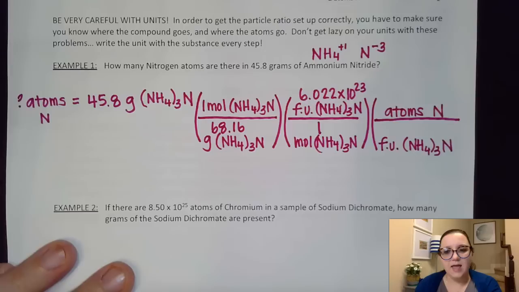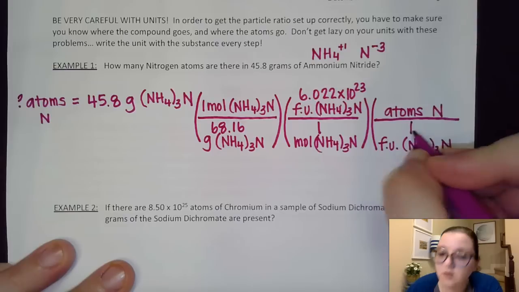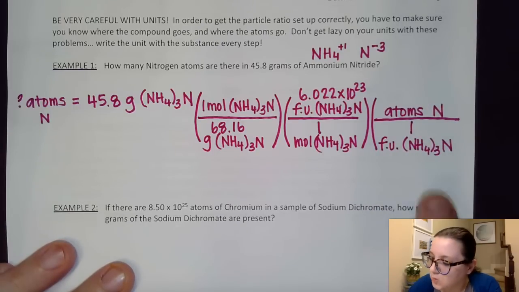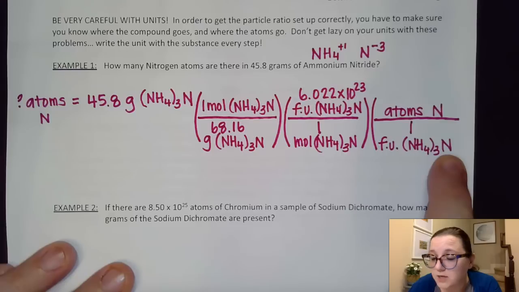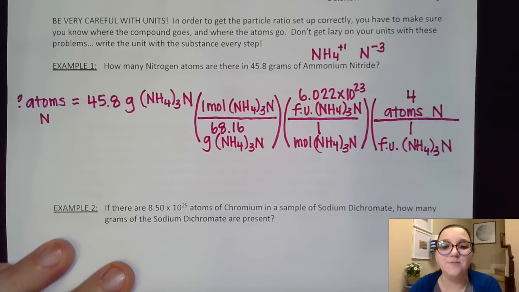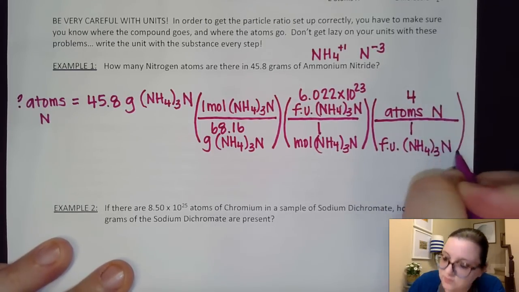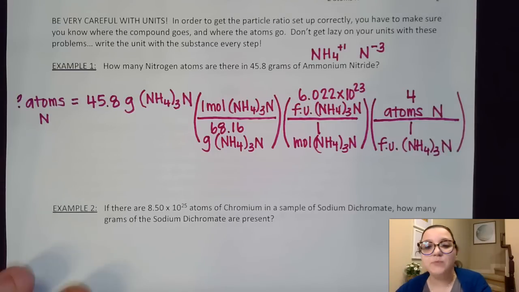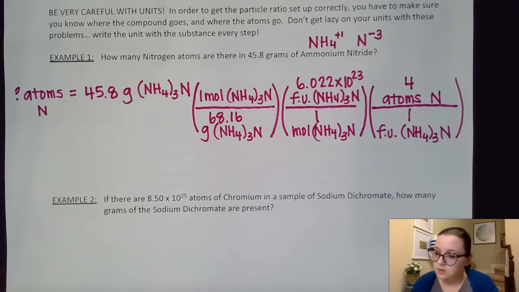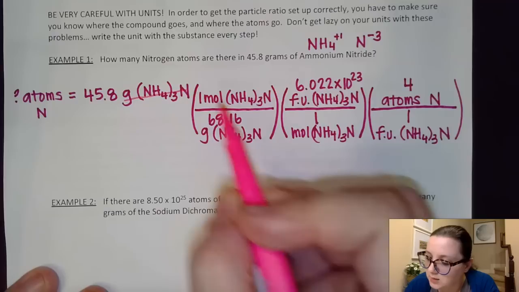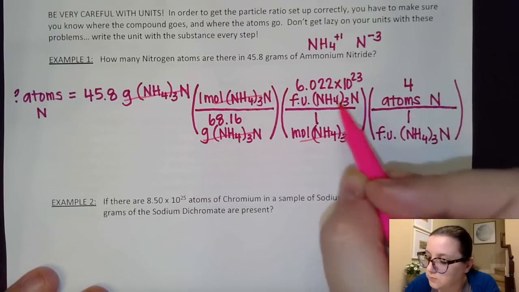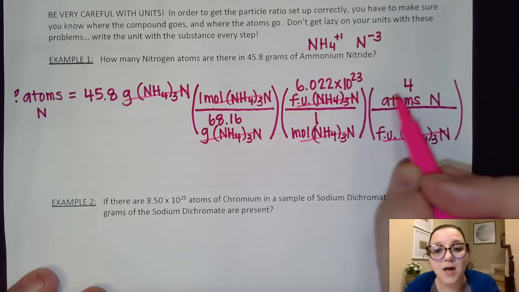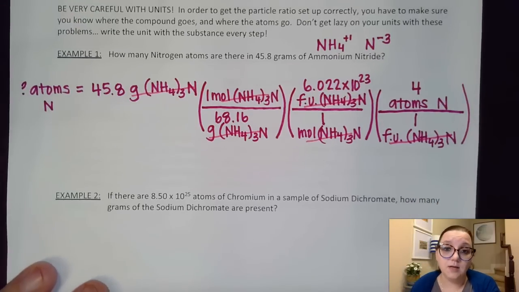So here's where we say, hey, for every one of the overall compound that we wrote, so for every one formula unit, there are going to be a grand total of 3 plus 1, so 4 total atoms of nitrogen inside of it. So right here, this very last step is our new piece. It's our particle ratio where we're transitioning between the compound and the element inside of it. So now that I get all my units to cancel, you notice that the grams of ammonium nitride cancel, moles of ammonium nitride cancel, formula units of ammonium nitride cancel. I'm now in terms of just atoms of nitrogen, so I'm ready to plug this into my calculator.